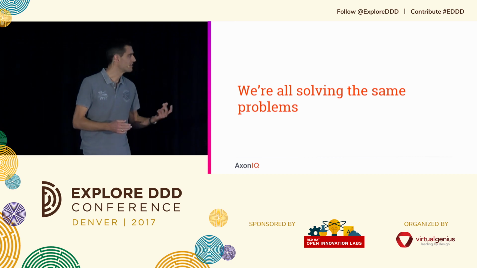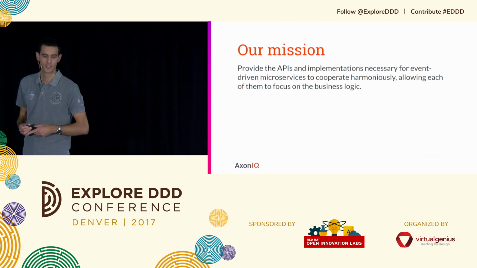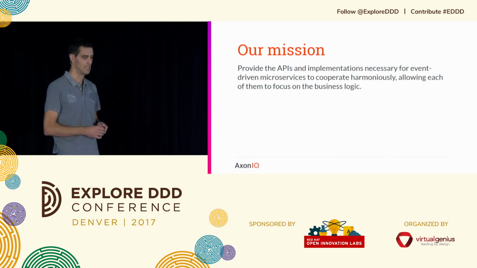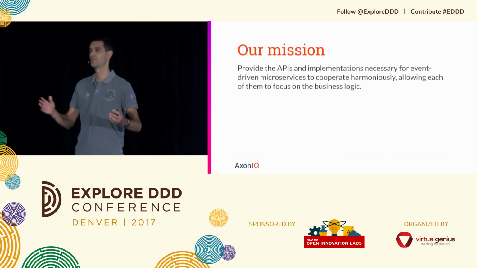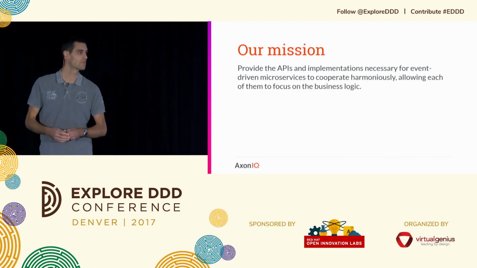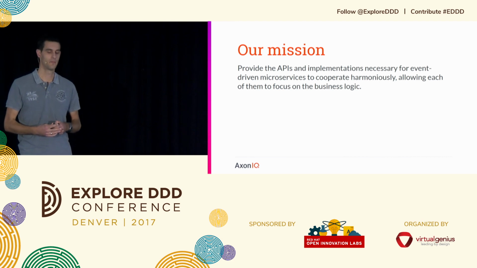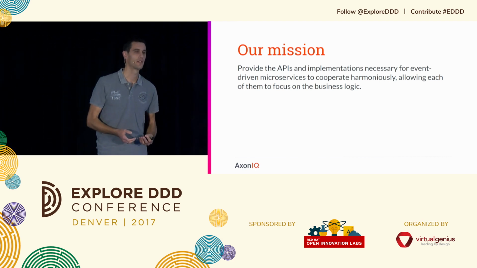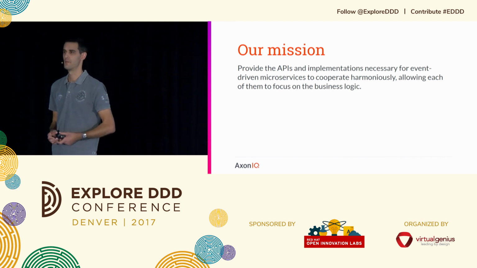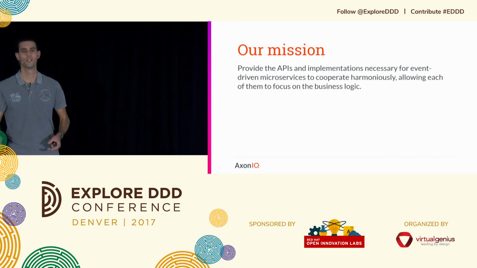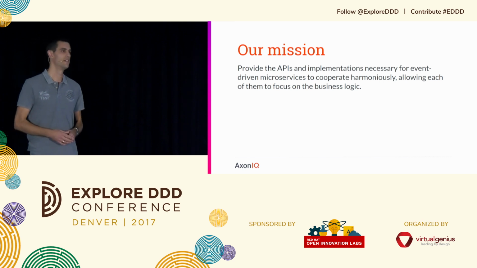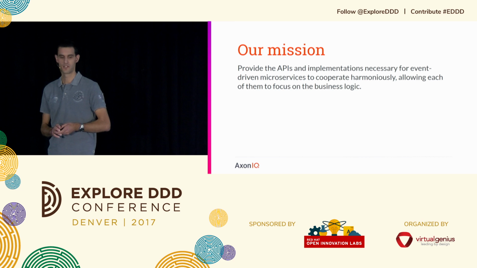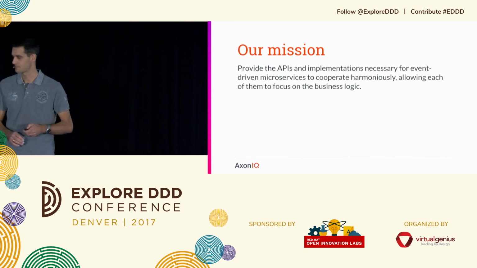So that's the mission that Axonic has taken on: to provide a number of APIs and implementations necessary for these event-driven microservices, and maybe we should call them message-driven microservices, because it's not really only about events. Our goal is to have you focus on the business logic, because that is what drives the business. It's not that underlying technology. That's just in support of getting messages from A to B, or making sure that data is properly stored as we move along.